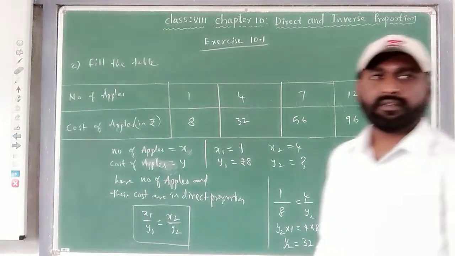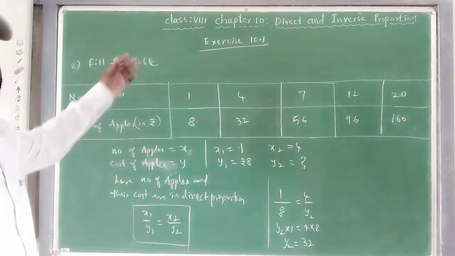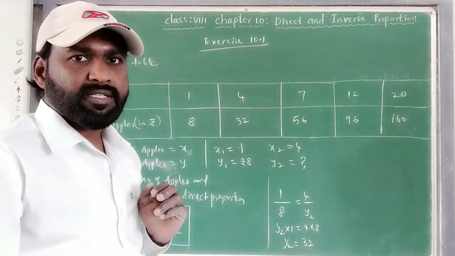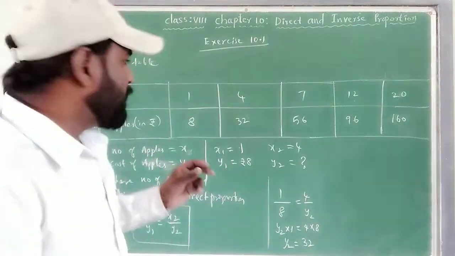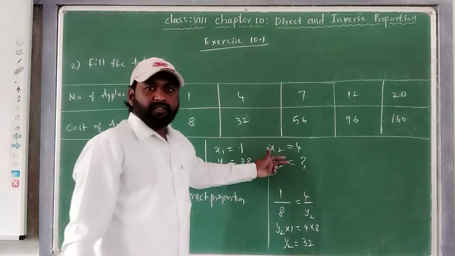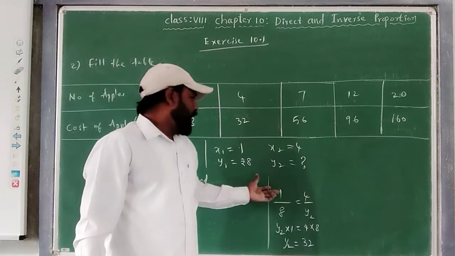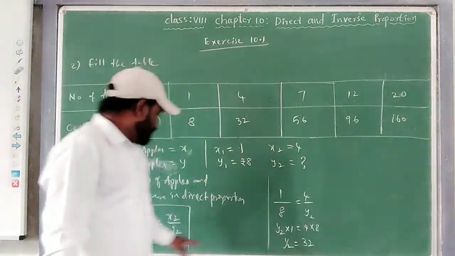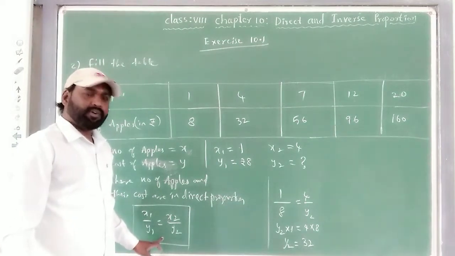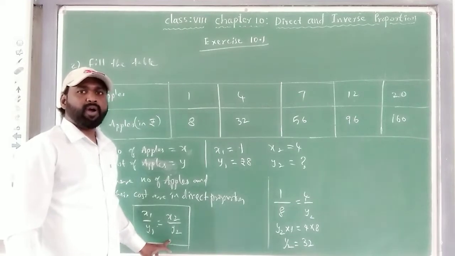Hope you all understood how to solve the problems of exercise 10.1. All are based on the direct proportion concept only. Simple thing you need to remember: given condition x1, y1, given values we assume, then how to find out either x2 or y2? Using this formula, when both are in direct proportion, x1 by y1 is equal to x2 by y2. Okay? Hope you all understood.